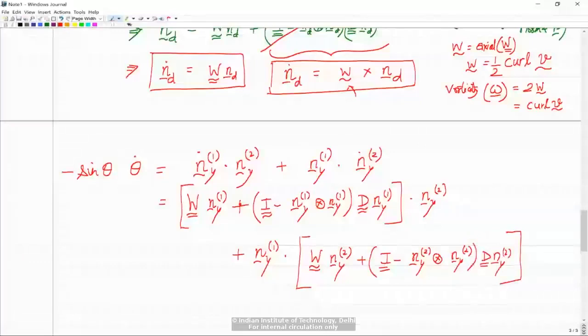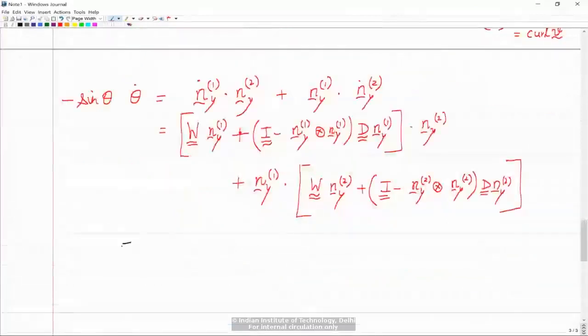So let us see if this can be simplified. One thing to see from physics: because we are looking at the change in angle, it is related to deformation. So perhaps W should not show up here, isn't it? W should not show up. Can we see instantly that W can cancel? So maybe let's rewrite the W part first. The W part is W ny1 dot with ny2 plus ny1 dot with W ny2.